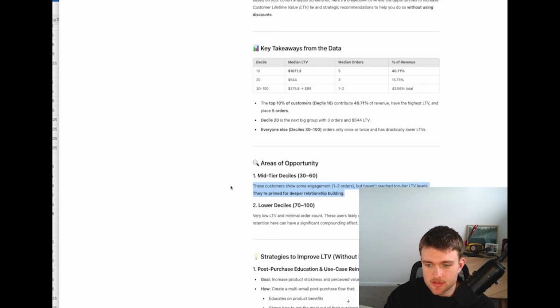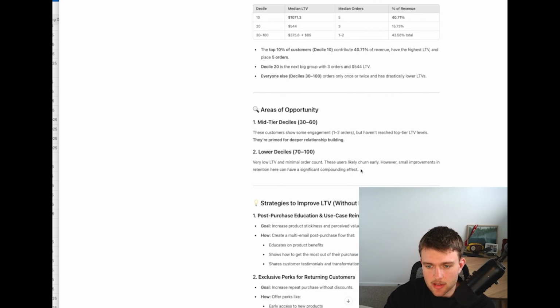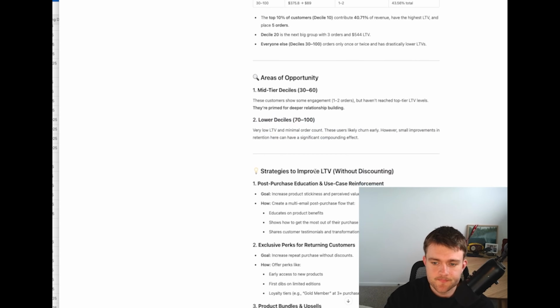These customers have shown some engagement, 1 to 2 orders, but haven't reached top-tier LTV levels. They're primed for deeper relationship building. Very low LTV and minimal order count from these deciles. These users likely churn early. However, small improvements in retention here can have significant compounding effects.